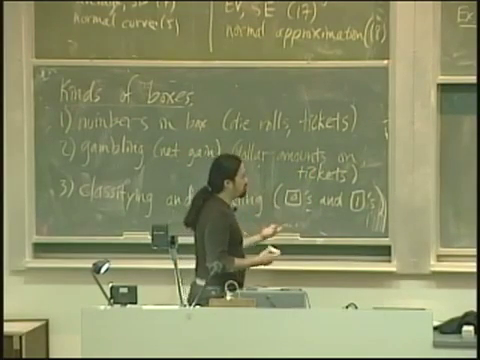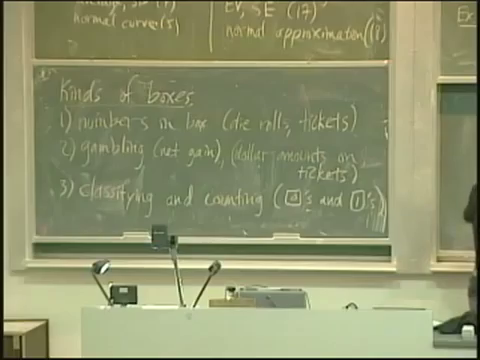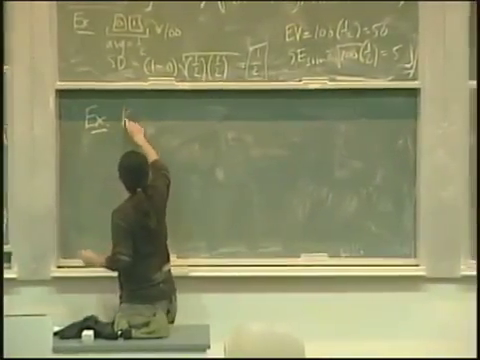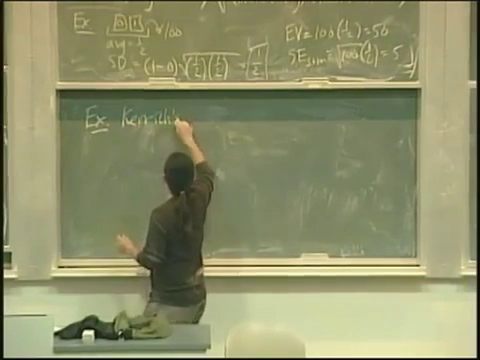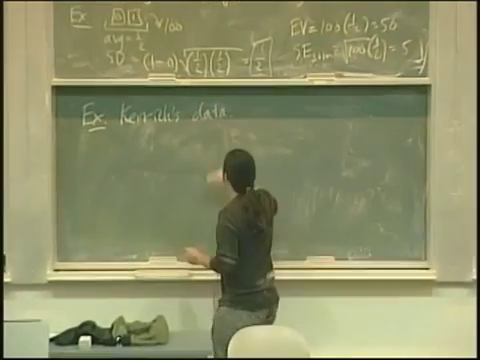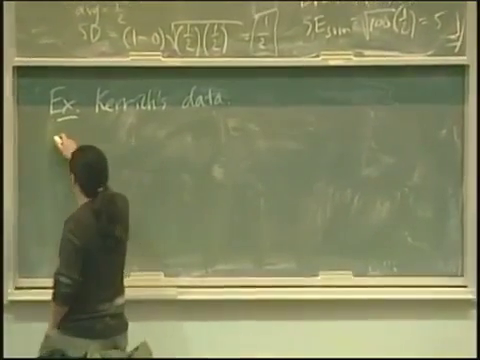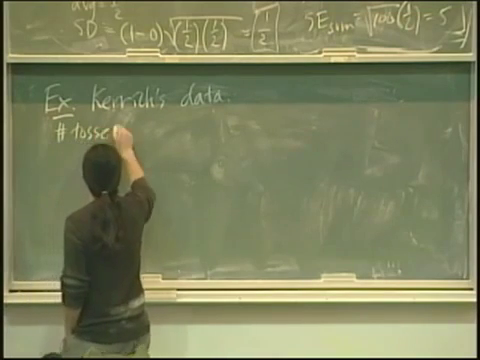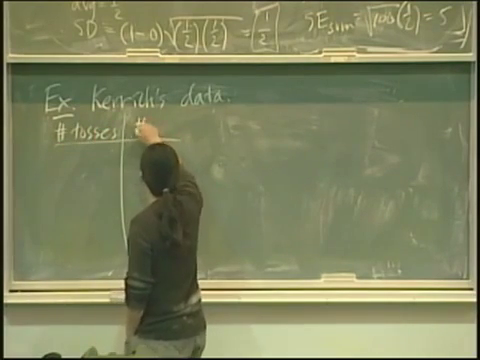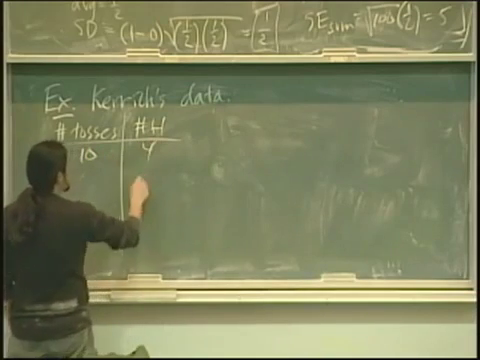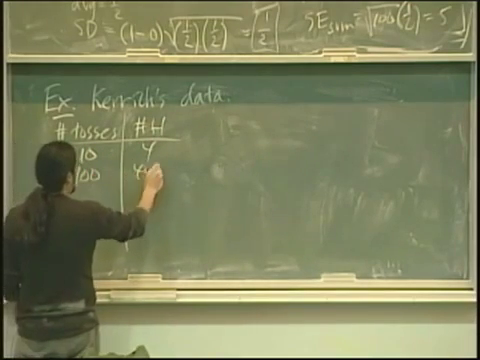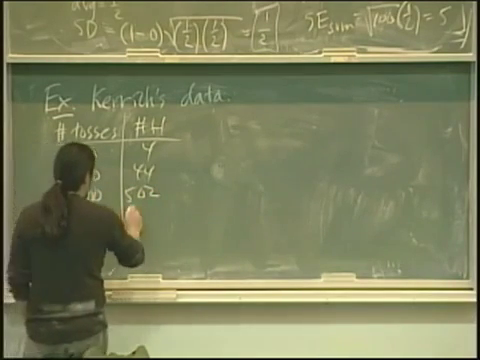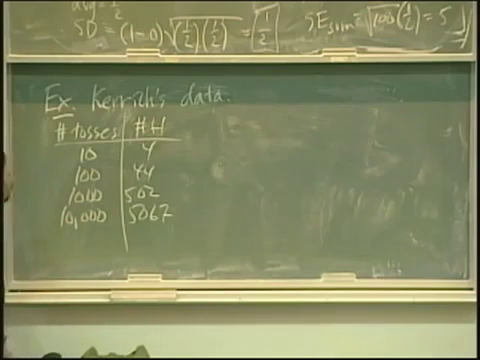So we've done that before, and I want to describe Kerrich's data. Remember, Kerrich is this guy that tossed a bunch of coins. And I want to think about his data in terms of empirical histograms. So first I'll just write his data down. In 10 tosses, he got 4 heads. In 100, he got 44. In 1,000, he got 502. And in 10,000, he got 5,067. Okay?